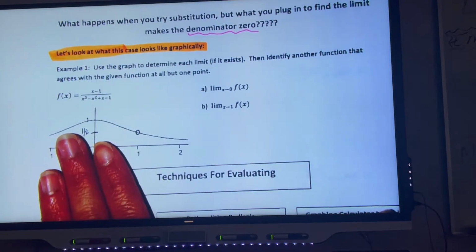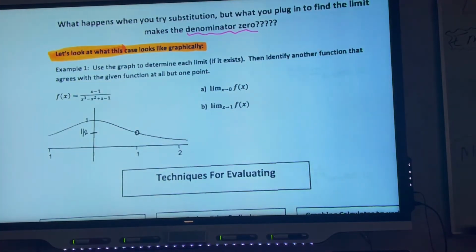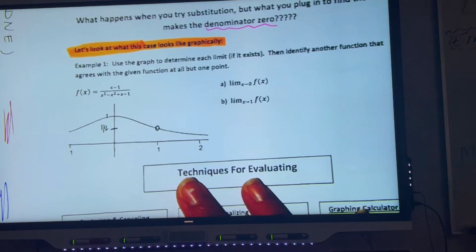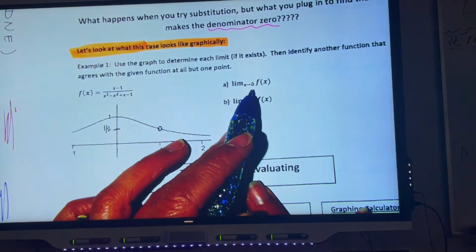So we have this example here. We've got f of x, we have its graph, and we need to find the limit as x approaches 0 and the limit as x approaches 1. And we're going to look at each of those, okay? We're going to assume that we have the graph, and we're also going to try it if we didn't have the graph, okay? So we've got this function, and let's first find the limit as x approaches 0.